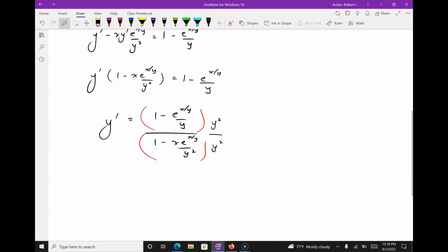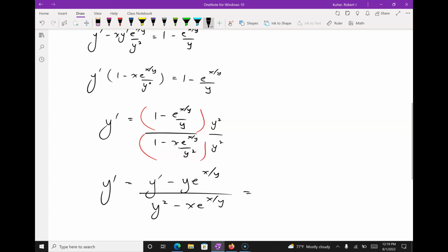So now I'm clearing fractions, and I get y squared minus y e to the x over y. And then downstairs I get y squared minus x e to the x over y. And then of course I can factor, if possible. Sorry, that's a y. That's a y squared. And the only thing I can factor is a y out of the top. So not that important.